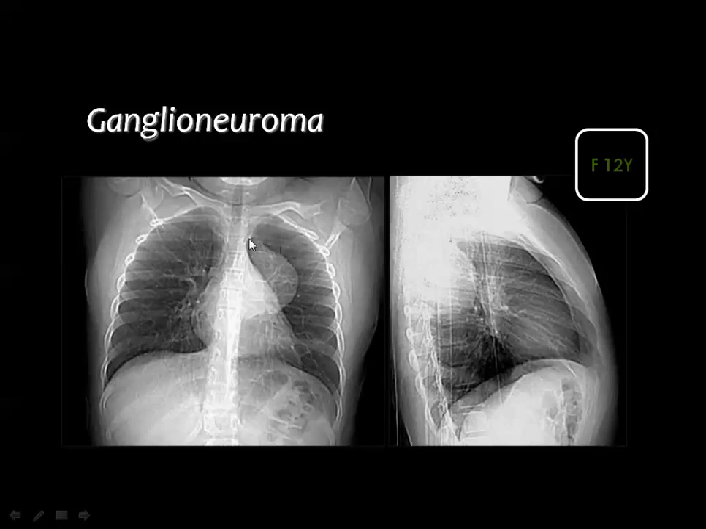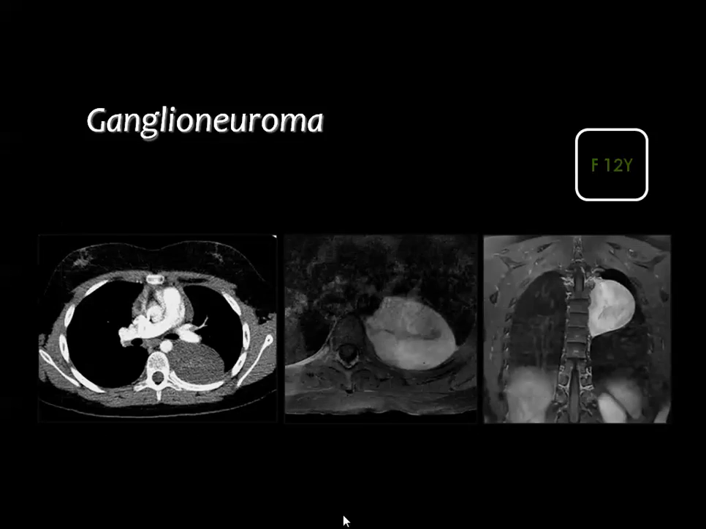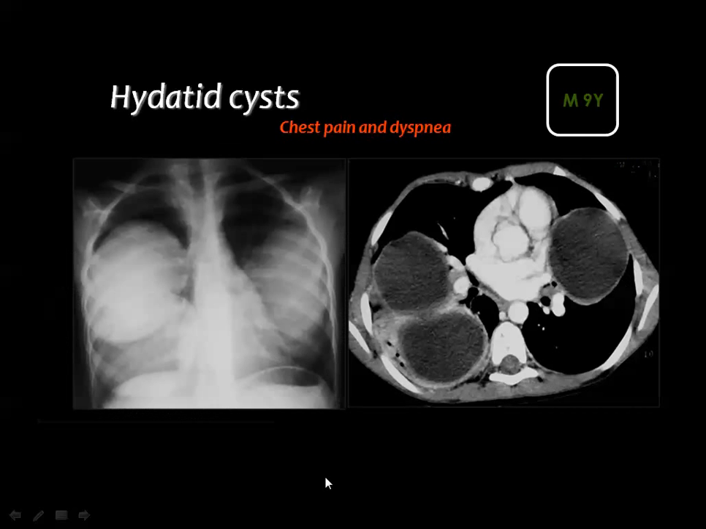There is a mass which is located posteriorly. You can see the cardiac border through the mass, denoting that this mass is posterior to the heart, and in the lateral view, you see the mass posterior to the heart. And this is a ganglioneuroma of the same case by CT and by MRI T1 weighted image after contrast, and this is also T1 weighted image after contrast in the axial and the coronal T1 post contrast.